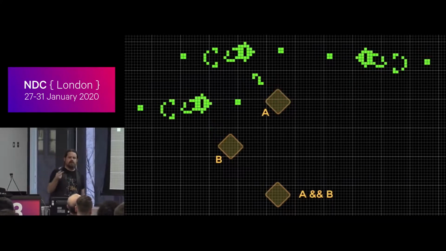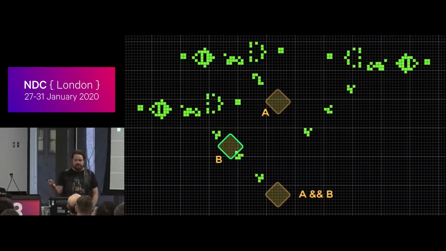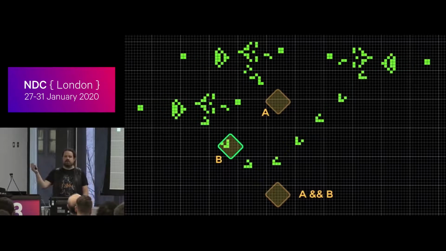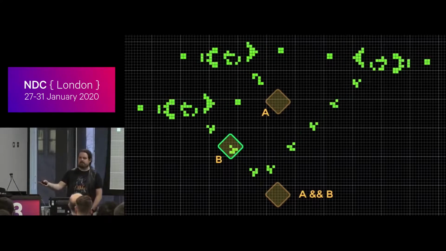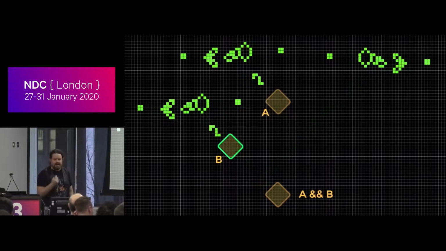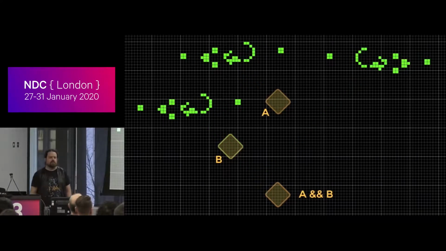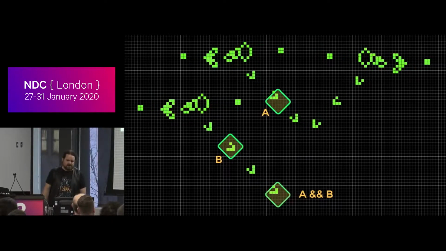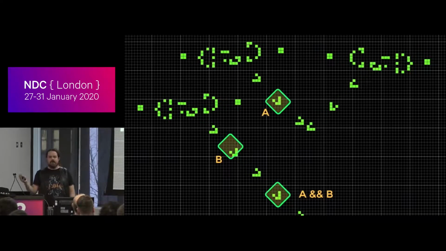Let's flip the inputs. What happens if we switch B on? Well, B is on, but we still have no output signal, because this is an AND gate. In order to get an output signal in here, we need to enable A and B. We switch on both of those inputs. We switch on our circuit, and there we go. We have an AND gate.